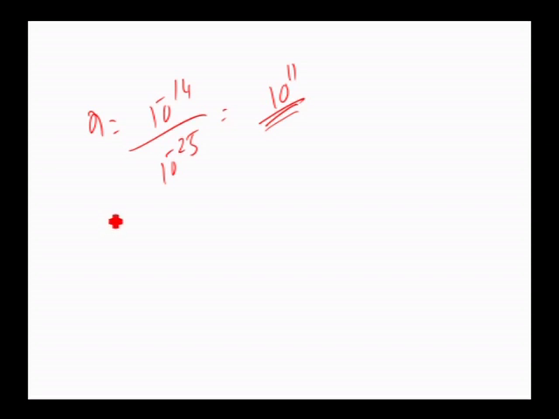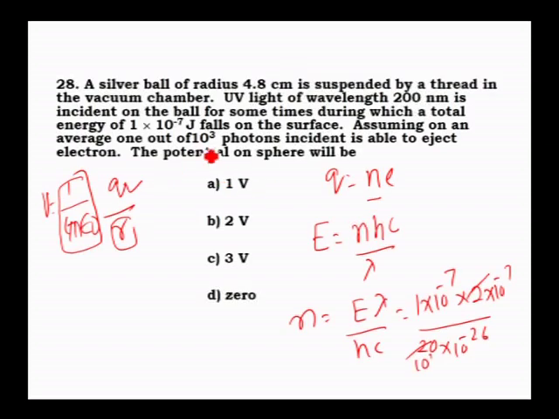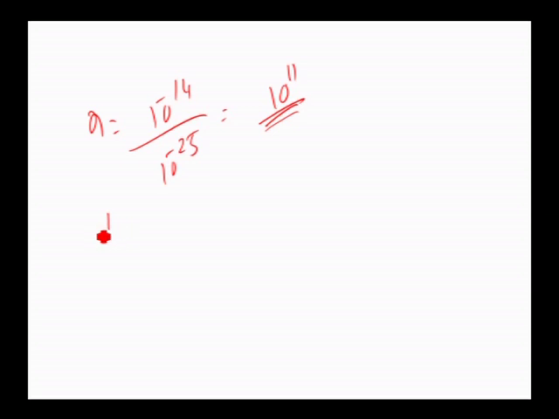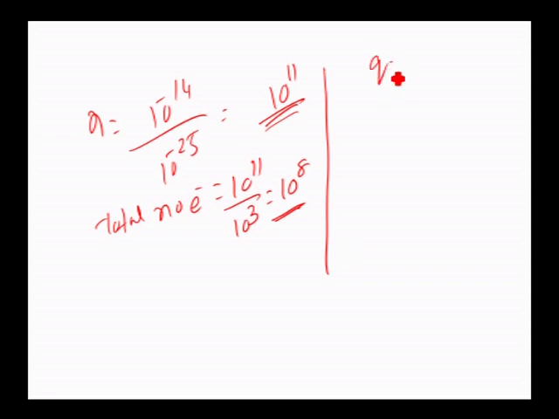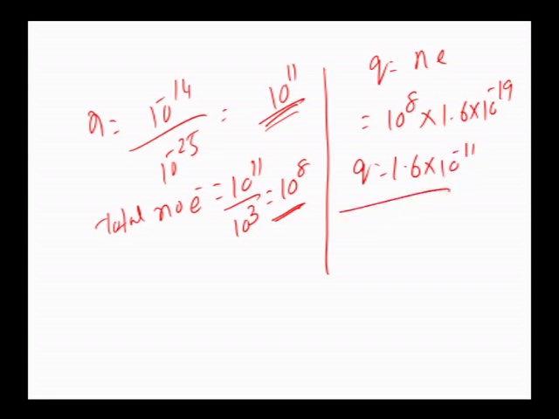A condition is given: out of 10 power 3 photons incident, one electron is ejected. So the total number of electrons emitted will be 10 to the power of 11 divided by 10 to the power of 3, that is equal to 10 power 8. This is the total number of electrons. Then we can find the value of Q. Q will be n into e, n is 10 power 8 into 1.6 into 10 to the power of minus 19. Therefore Q value is equal to 1.6 into 10 power minus 11. This is the value of Q.